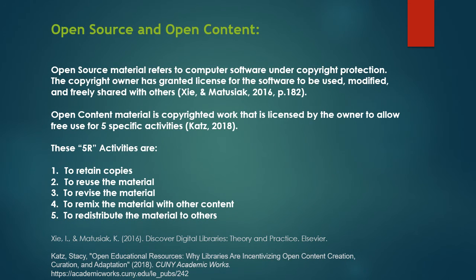Open source material refers to computer software under copyright protection. The copyright owner has granted license for the software to be used, modified, and freely shared with others. On the other hand, open content material is copyrighted work that is licensed by the owner to allow free use for 5 specific activities. These activities are referred to as the 5R activities. They are to retain copies, reuse material, revise material, remix it, and also to redistribute the material to other users.